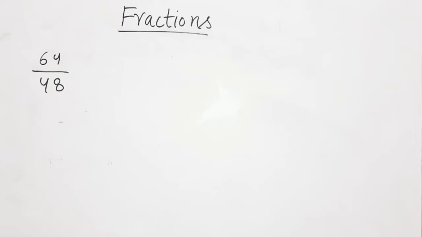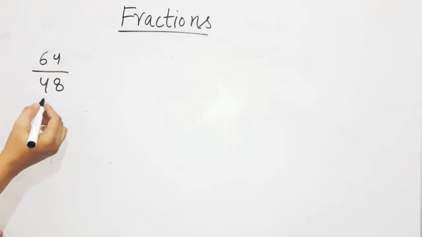I have already explained HCF by 2 methods, right? So whichever method you like, जिस method से आप करना चाहते हैं, you have to do by that method. And after finding the HCF, what you have to do? You have to divide both the numerator and the denominator by the HCF, and the numbers thus obtained become the new numerator and denominator. तो मैं आपको करके दिखा रही हूँ.